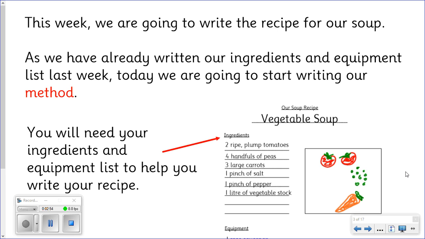So a method is how you're going to do something. That's what we mean by method. You're going to need to have your ingredients and your equipment list next to you because you're going to need to use that to help you write your recipe. It's a bit like when we did our George's Marvellous Medicine work and you wrote your own Marvellous Medicine. You need to make sure you're using the same ingredients that you thought of in the first place and not changing those, okay? So make sure that you've got that ingredient and equipment list next to you to help you with your recipe.